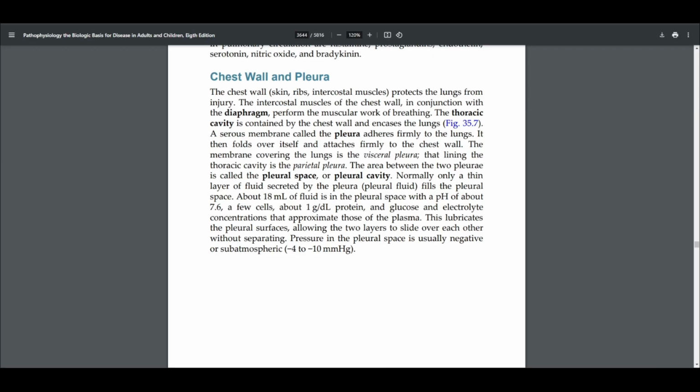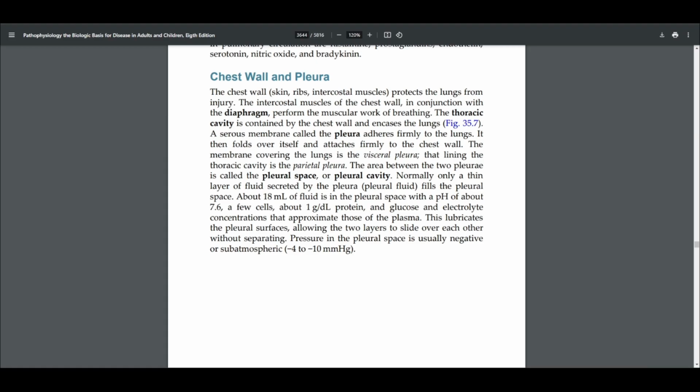The membrane covering the lungs is the visceral pleura. The lining of the thoracic cavity is the parietal pleura. The area between the two pleura is called the pleural space or pleural cavity. Normally, only a thin layer of fluid secreted by the pleura, or pleural fluid, fills the pleural space. About 18 ml of fluid is in the pleural space, with a pH of about 7.6.